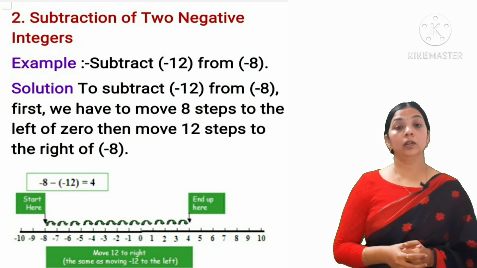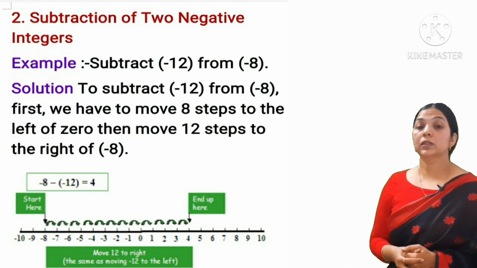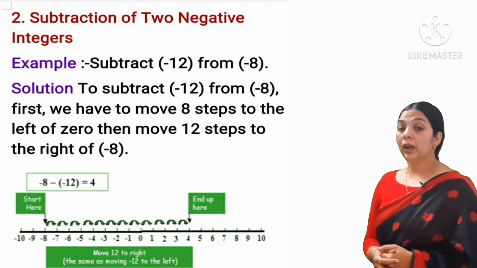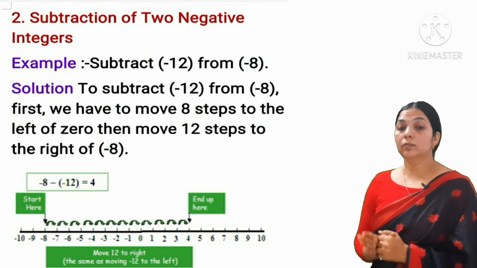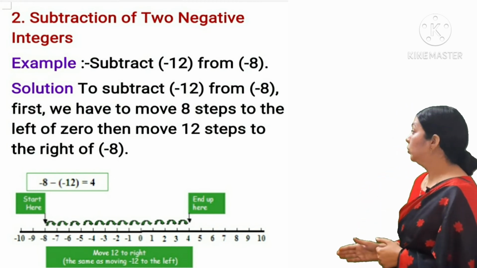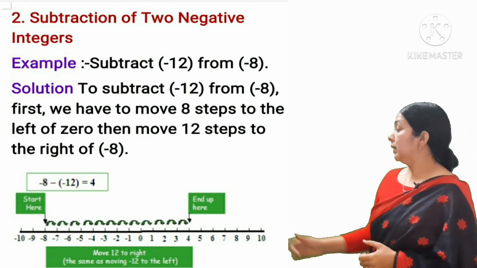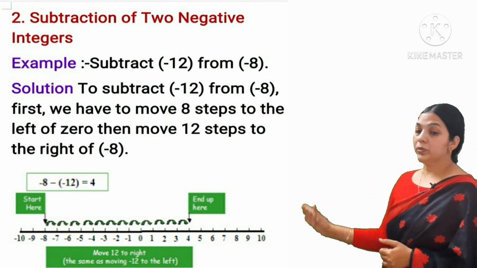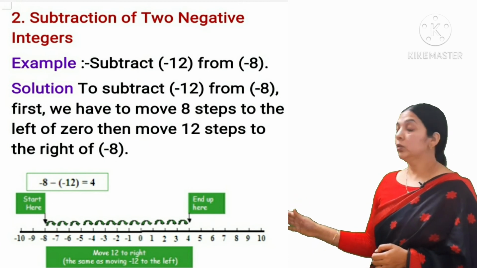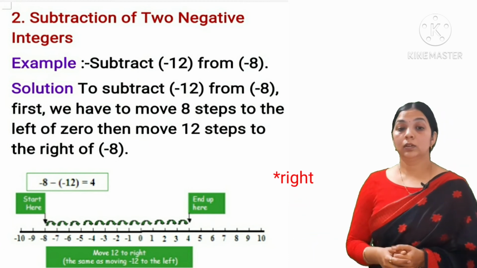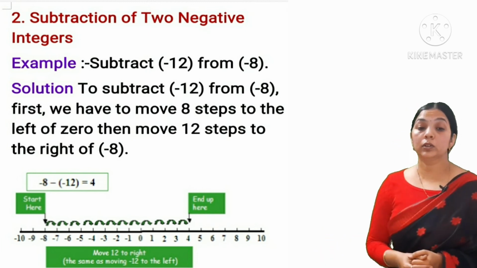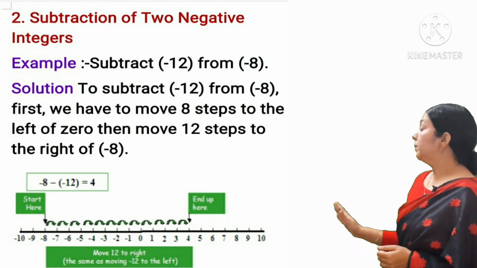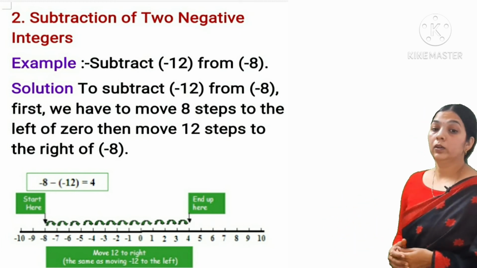Subtraction of two negative integers. For example, subtract minus 12 from minus 8. So what we have to do, we have to subtract minus 12 from minus 8. So first we move 8 steps towards the left of the 0. Then again we have to subtract, so again we will move towards left. So it would be minus 8 minus minus 12. So minus 8 plus 12 and the answer would be 4.